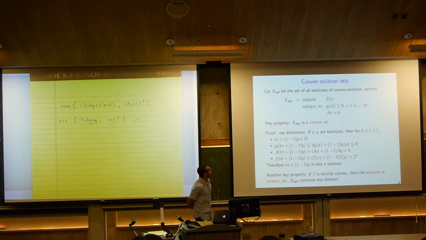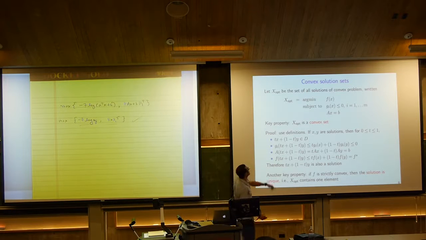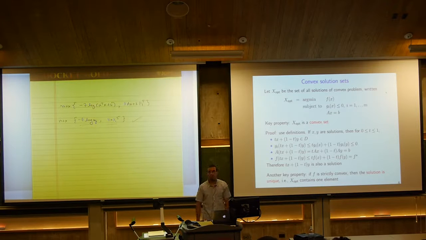If I have a convex problem, then the solution set is written using the notation argmin. I don't really use this notation super often, but I still think it's a good thing to see. Capital X opt you can write as the set of all solutions to the convex problem, so it's all the values of x that minimize f of x subject to the constraints. And one key property of convex problems is that their solution sets are convex.